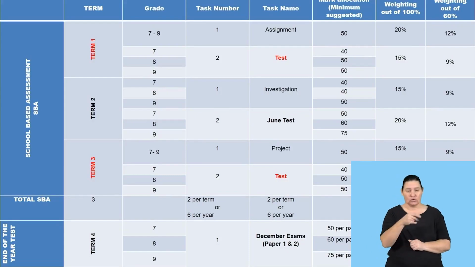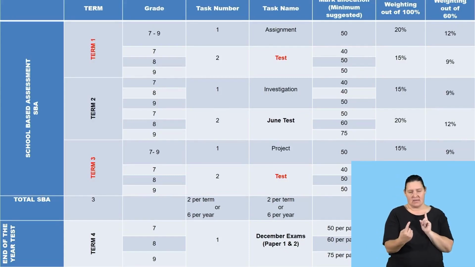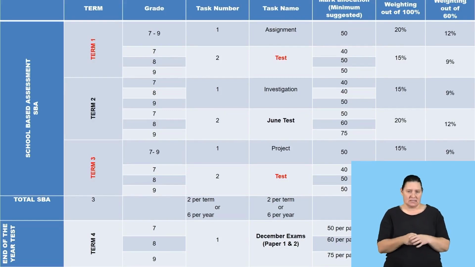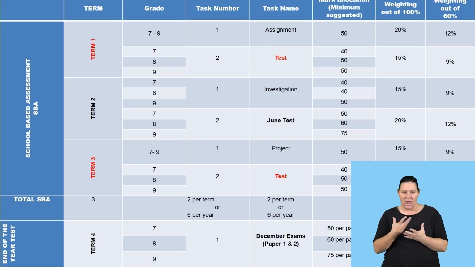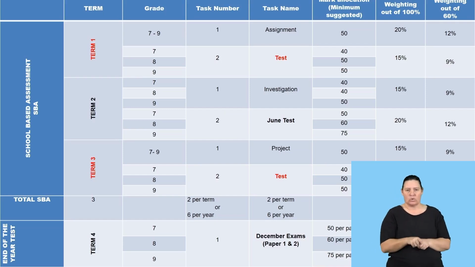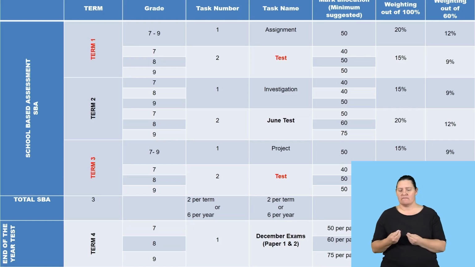You can see that for the June test, the marks differ, especially for grade 7, grade 8, and grade 9. We've got 50 marks versus the 40 marks that was there in term 1 and also in term 3. And then we've got 60 marks for grade 8, and then we've got 75 marks for grade 9. And then for the end of the year, since we said that there are 2 papers, it means that it will be those marks per paper.